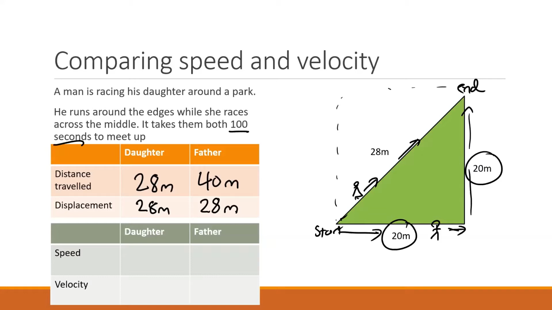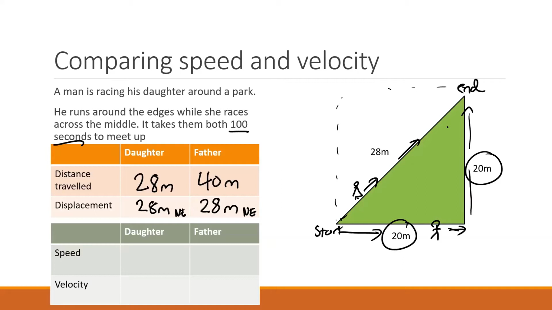The displacement is the same for both of them, and technically we should say something like northeast, because they're both traveling 28 meters from start to finish. The only difference is that the father's taking a longer route. It's interesting here: the daughter's distance and displacement are the same, but the father's distance and displacement are different, because he could have taken a faster route if he went across.